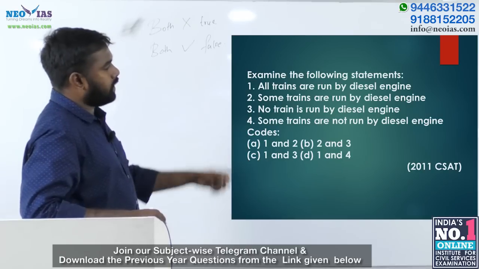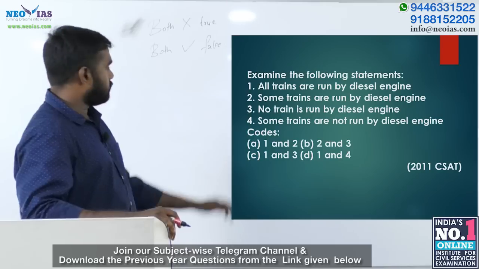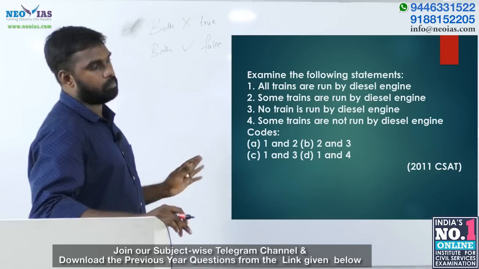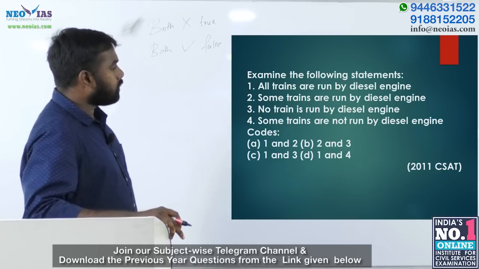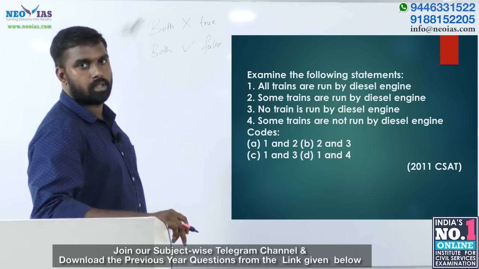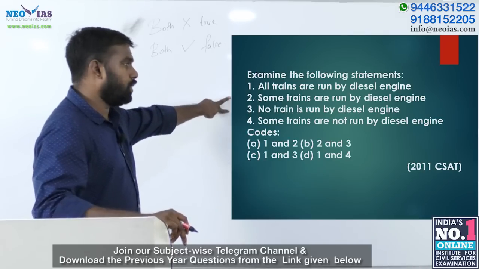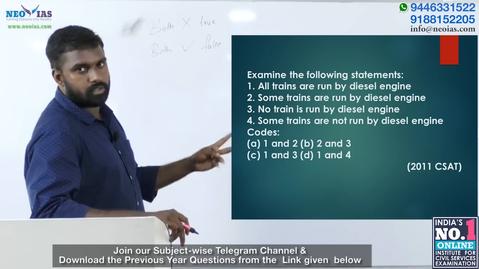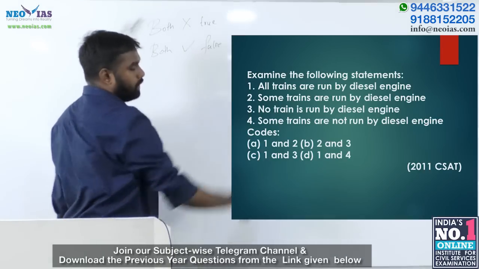Some trains are run by diesel engine. If that is false, that means no train is run by diesel engine. Here, 3, no train is run by diesel engine. If that is false, that means some trains are run by diesel engine. These are also contradictory. When true they are contradictory, and when false they are also contradictory. So that is not the answer. Option B is eliminated.